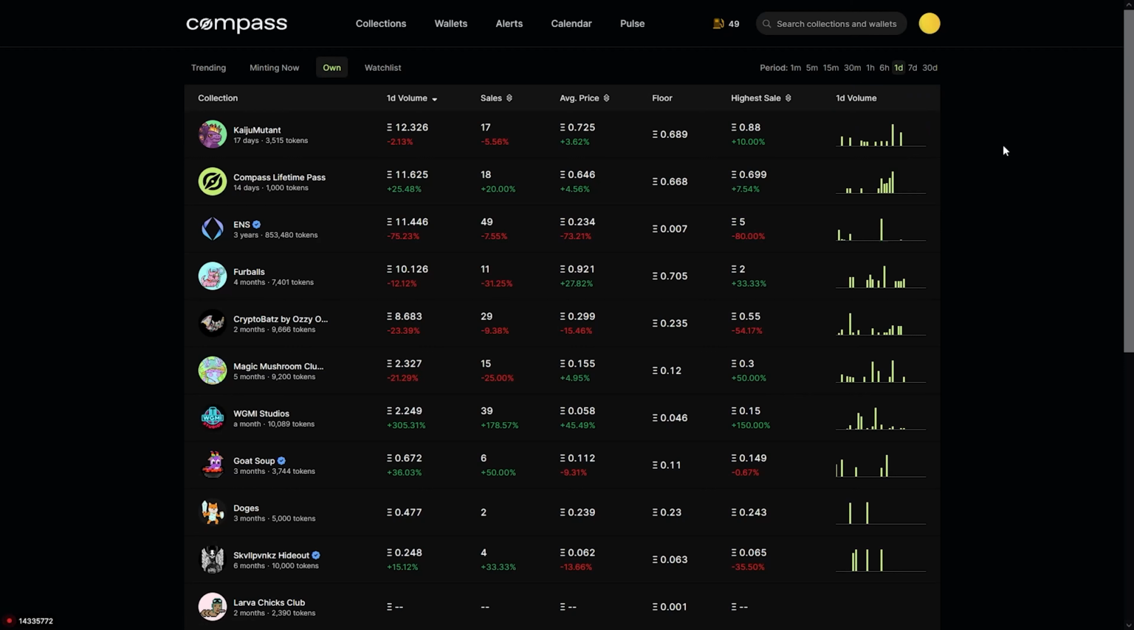This is useful because it gives you some insight on if the NFTs you have are increasing or decreasing in value, which you can use to determine if you would like to gain more exposure to the collection or possibly sell off because you believe the collection is undervalued. So that's a bit about the own section of Compass and why it's useful.